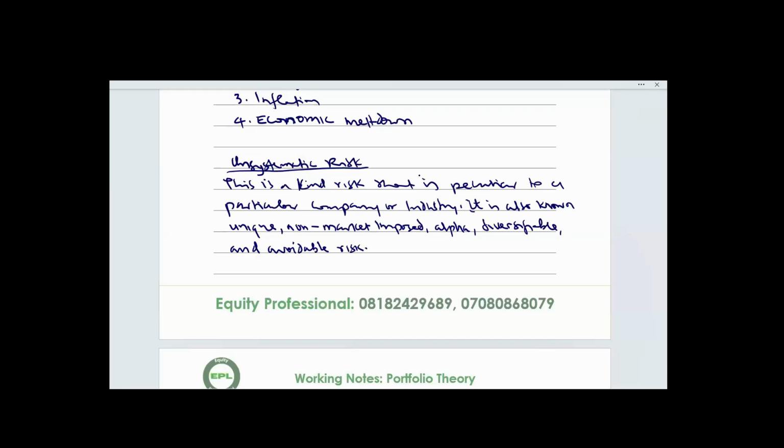Okay, so unsystematic risk is a unique risk that is peculiar to a particular company in an economy or to a particular industry. It's not general; it doesn't affect anybody apart from the industry or the particular company.